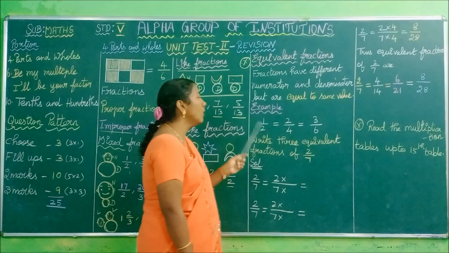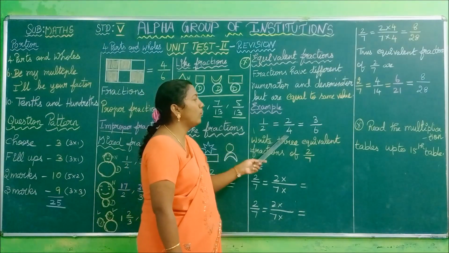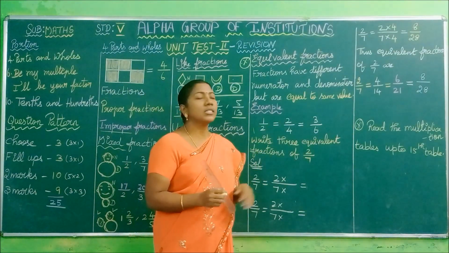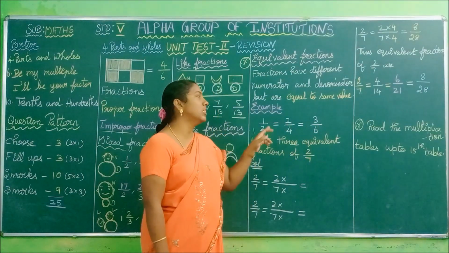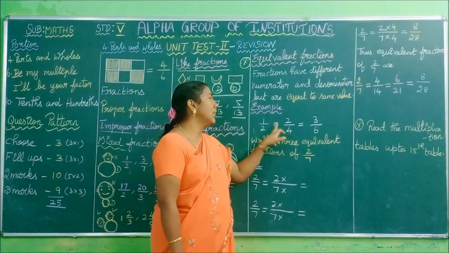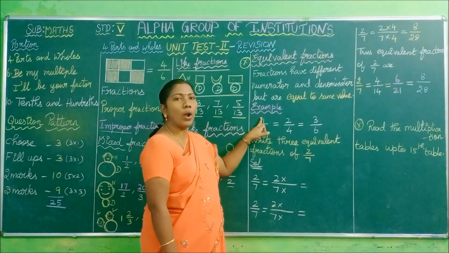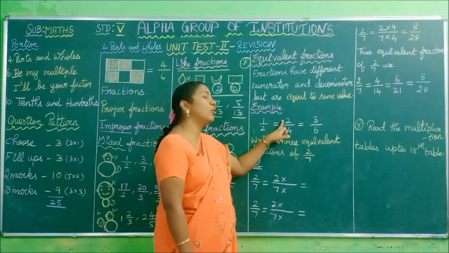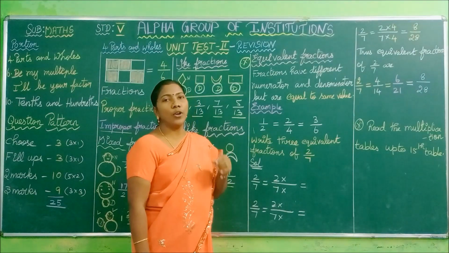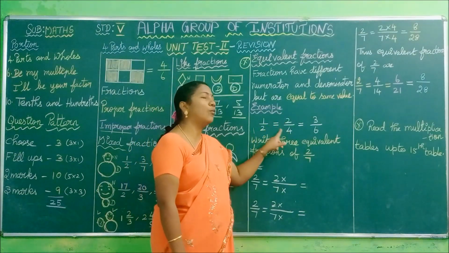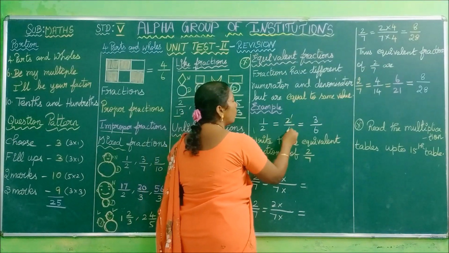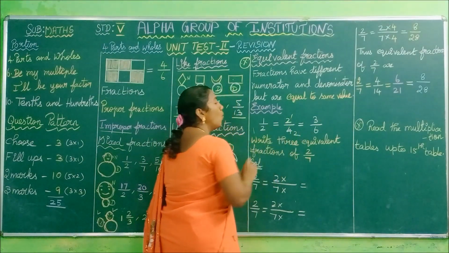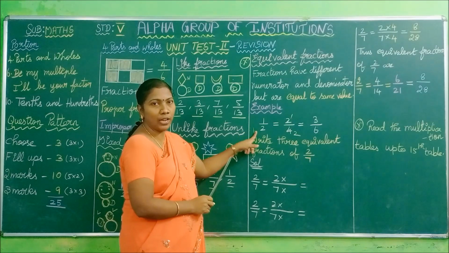See here, children, 1 by 2, 2 by 4, 3 by 6. We are calling these fractions equivalent fractions. Why are we calling these fractions equivalent? See here, first we have 1 by 2 and second we have 2 by 4. Now I am going to cancel the 2 and 4 by using the 2 table. So 1 2 is 2, 2 2s are 4. Thus we got 1 by 2, as in the first fraction.